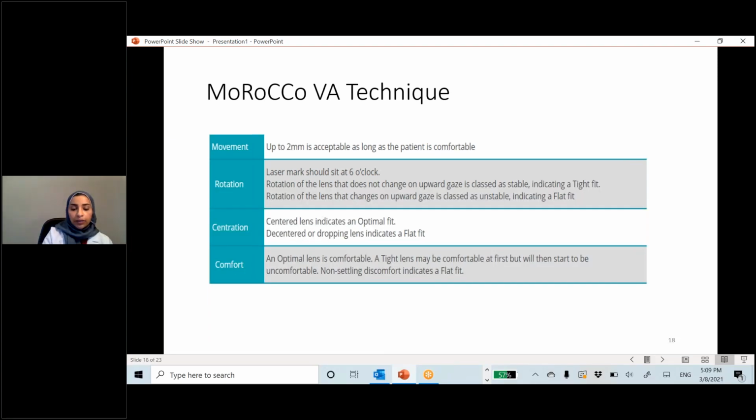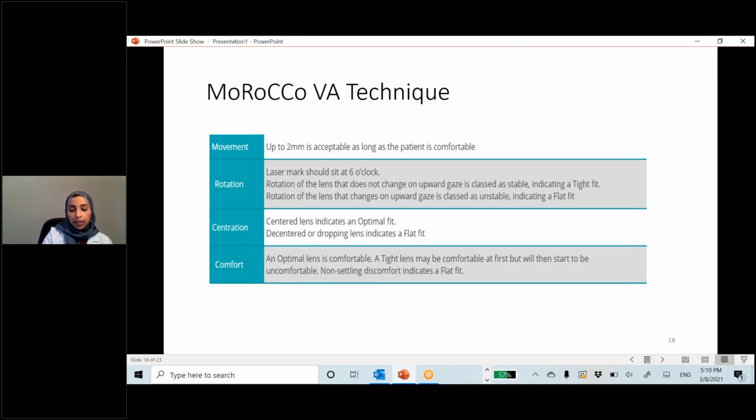If the lens is fitting flat, it's going to be blurry because the lens is trying to find its home, and that is going to settle itself, and the vision will start to clear up. If the lens is fitting too stably, it is going to be well centered right after the blink and then drop off, and that's why the vision will start to get blurry.